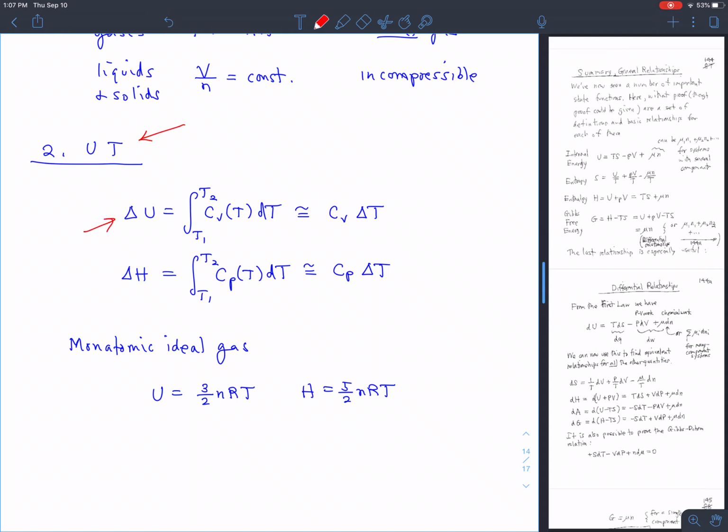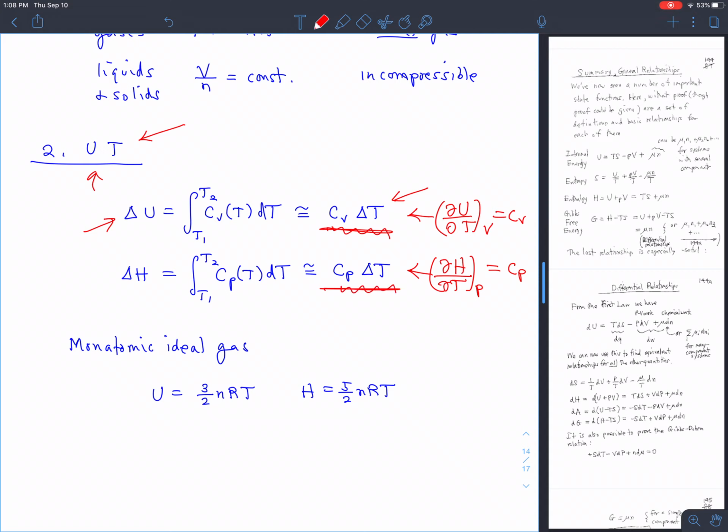They relate the energy to the temperature. That's why I'm calling them energy-temperature relationships. And they're basically just the CV or CP relationships that we saw earlier. The CV is equal to the derivative of energy with respect to temperature holding volume constant, and CP is the derivative of enthalpy with respect to temperature holding pressure constant. And so you can see that that leads naturally to these approximate relationships.